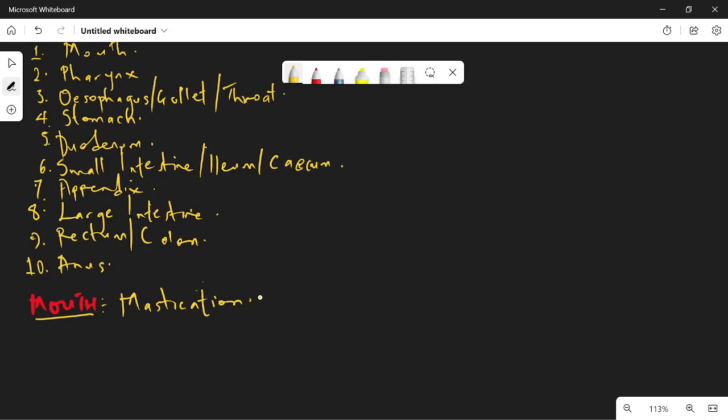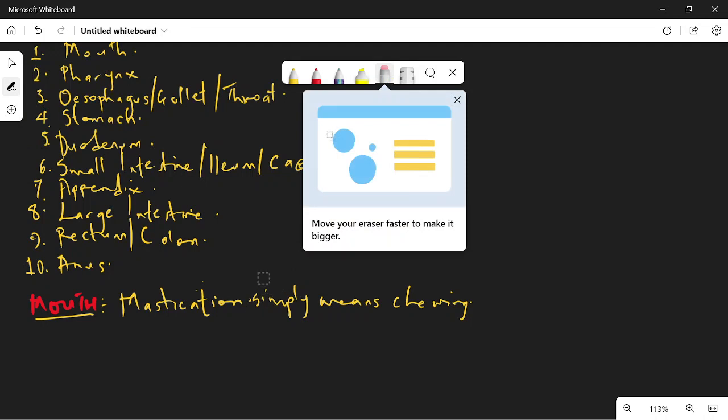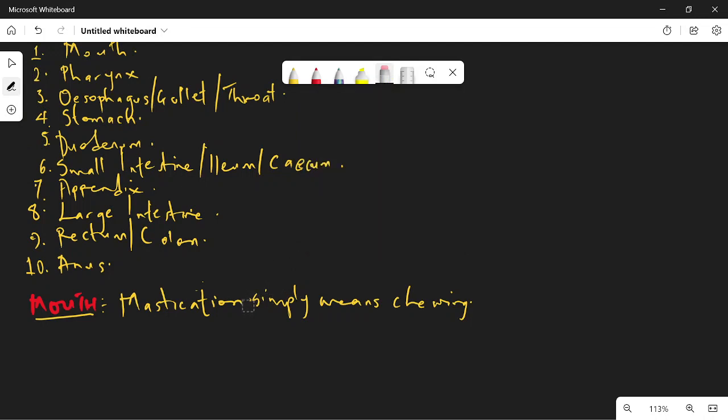Mastication simply means chewing. So it is very important for us to know and understand that whenever we put something in our mouth, we need to chew. That is why we say that digestion starts in the mouth.